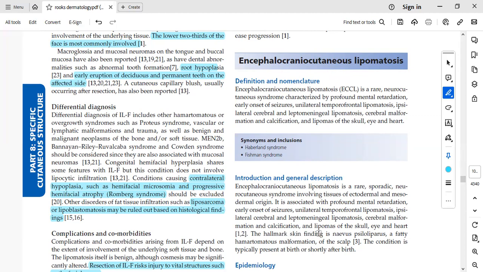The hallmark skin finding in this is nevus psiloliparus, which we have to remember. The nevus psiloliparus is basically a Greek word in which psilo means bare, means no hair. So there will be no hair at the site, and liparus means lipid accumulation at that site. So by this, you will remember the nevus psiloliparus: no hair and lipid accumulation at the site of this nevus. It is a fatty hamartomatous malformation of the scalp. And this condition is typically present at birth or shortly after birth.